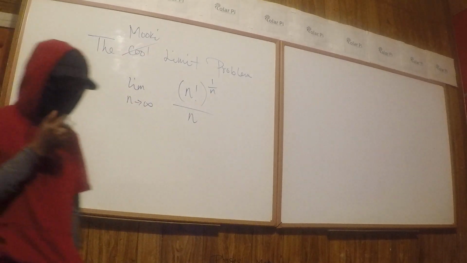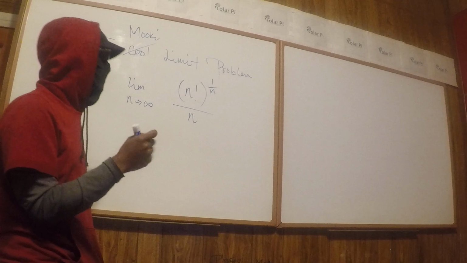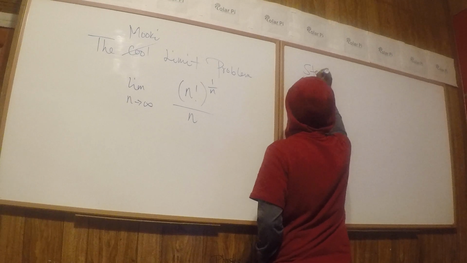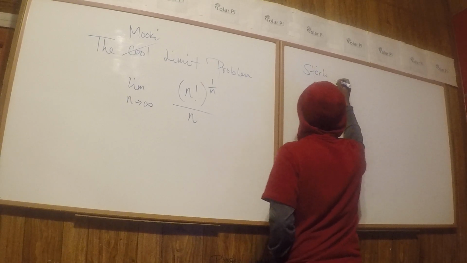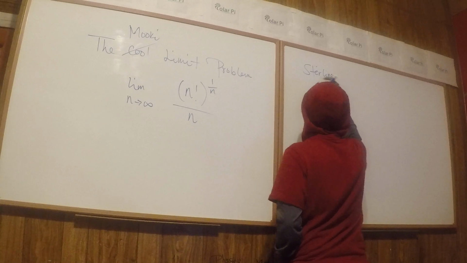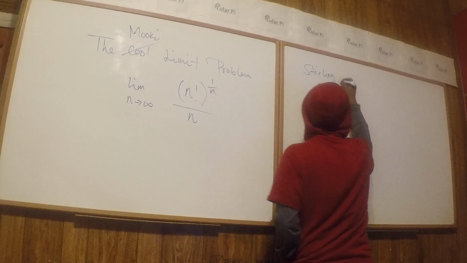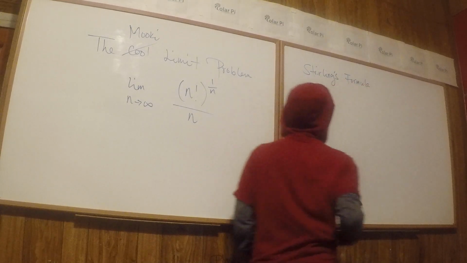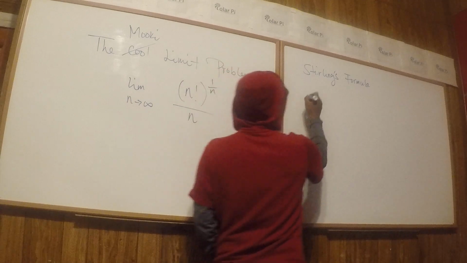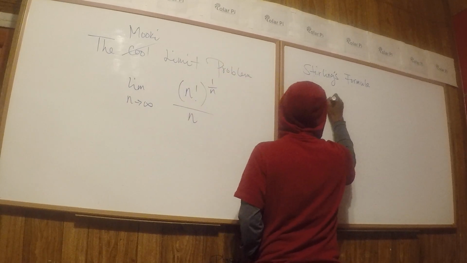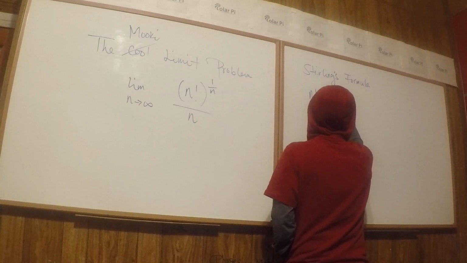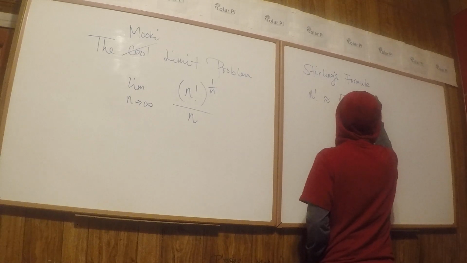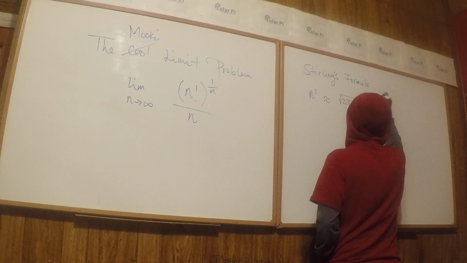Okay, and so you need two things for this. One is Stirling's formula. I know for sure it's an i right there. What it says is, for large n, n factorial is approximately equal to the square root of 2 pi n, times n over e to the power n. That's Stirling's formula.